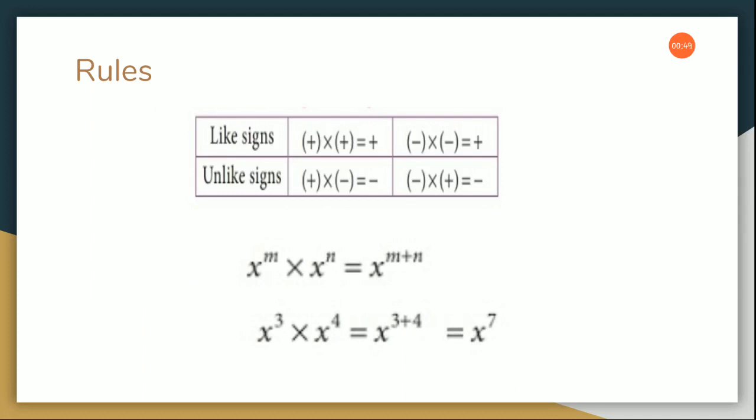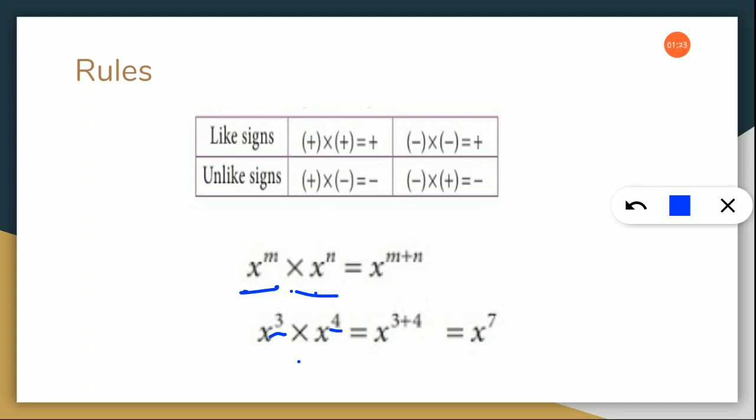Now, the next rule we already studied: the power rule. When the bases are the same, that is x power m and x power n, we can add the powers in multiplication. If it is division, we will subtract the powers. About division, we'll see later. Just keep in mind, when you multiply two power values with the same base, you can add the powers. For example, x power 3 into x power 4 will give you x power 3 plus 4. Therefore, x power 7 is the answer.